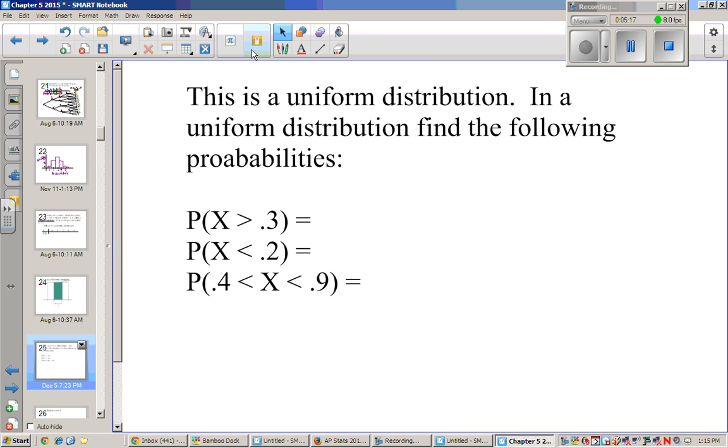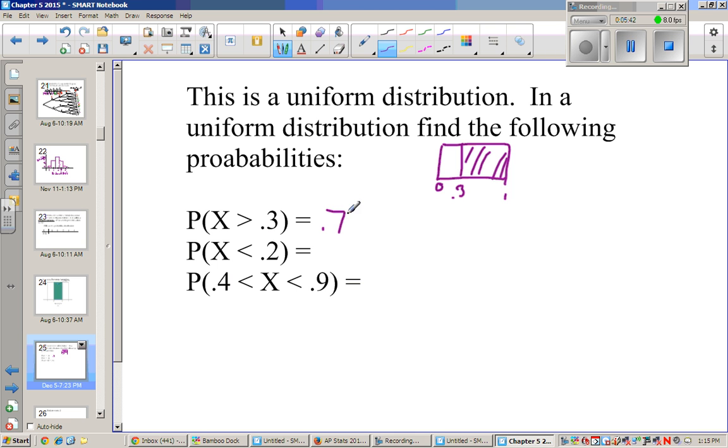Now, if I want to find probabilities in a density curve, if they don't tell you, it's going to be between 0 and 1. But if they say between 0 and 4 or 0 and 6, then you have to change your thing accordingly. But here, to go from 0.3 and above, if I shade in this, what percentage of this thing is above that? Hopefully you're saying 0.7.